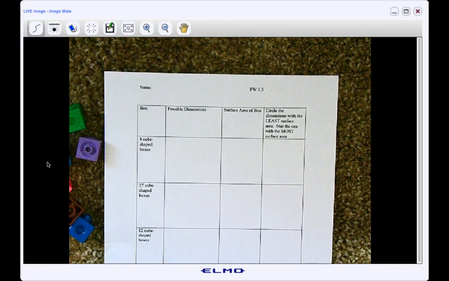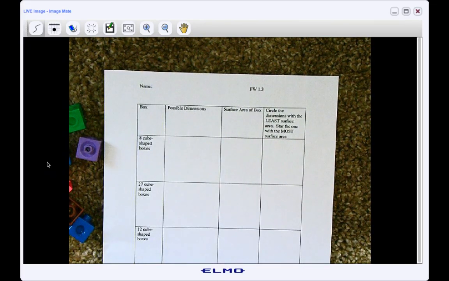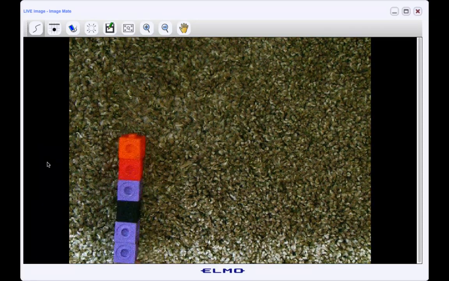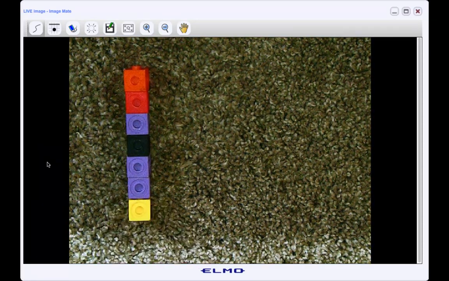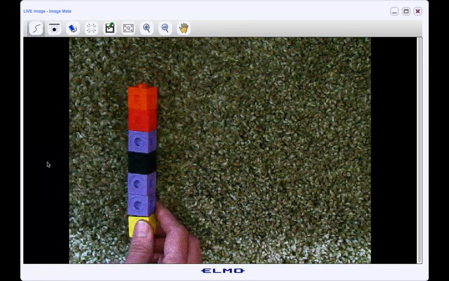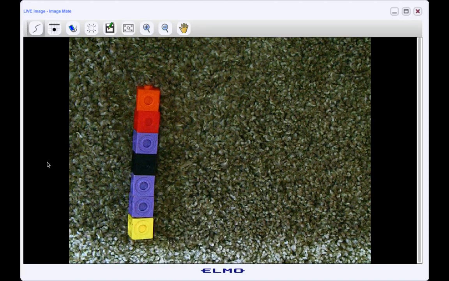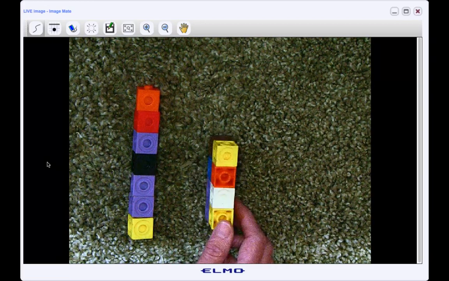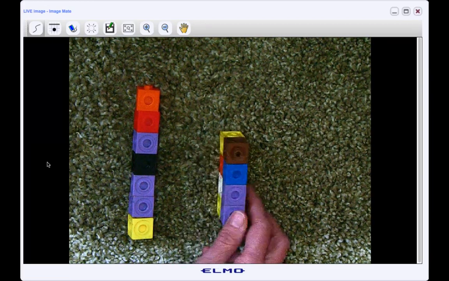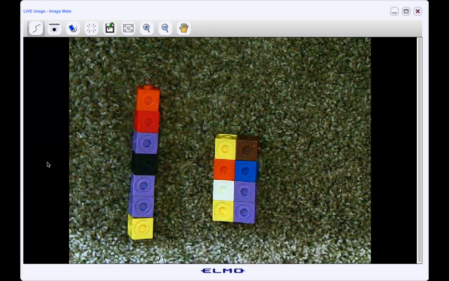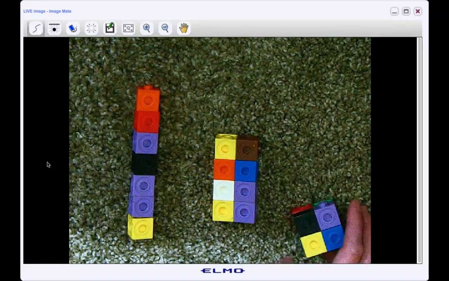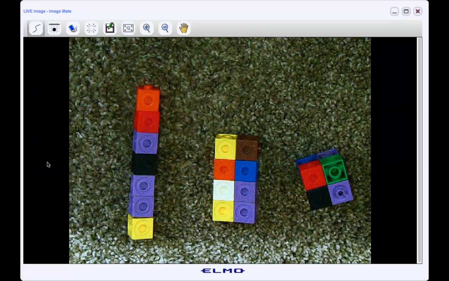So what are some things that you maybe came up with? How about a 1 by 1 by 8? Did you think I could make a 1 by 2 by 4? How about a 2 by 2 by 2?